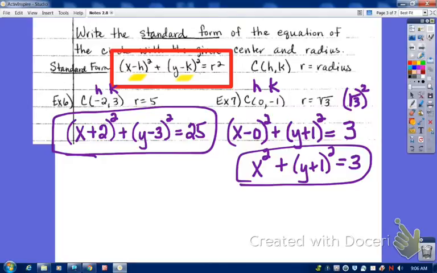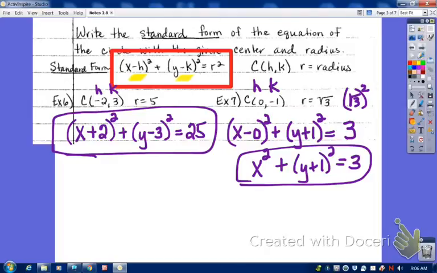So the equation of a circle is (x minus h) squared, where h is the first value in the coordinate for the center, plus (y minus the k value) squared equals the radius squared. So that's writing some equations.